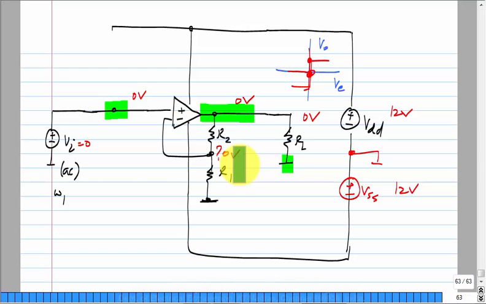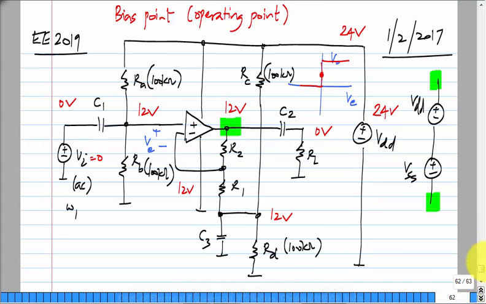You can see that the op-amp terminal voltages are all shifted by 12 volts in the other circuit with respect to ground, which is how we started off, right? We simply shifted the ground by 12 volts to make this point 0 volts and this point plus 12 volts. That's right. So now let me apply a signal VI and see what happens.